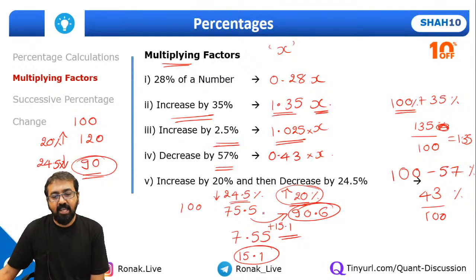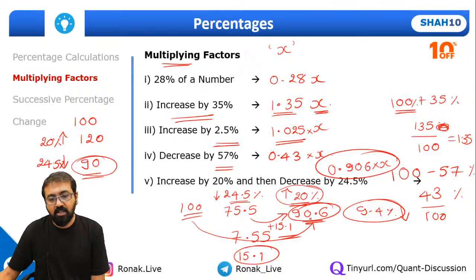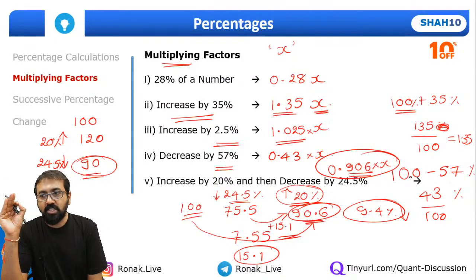So can I say the net change over here is a 9.4% decrease, or you can straight away say the multiplying factor will be 0.906x, because over 100, you want to make 100 into 90.6, so the multiplying factor should be 0.906x. Guys, are you all able to make out this thing? Everyone, have you understood the point that I just made?